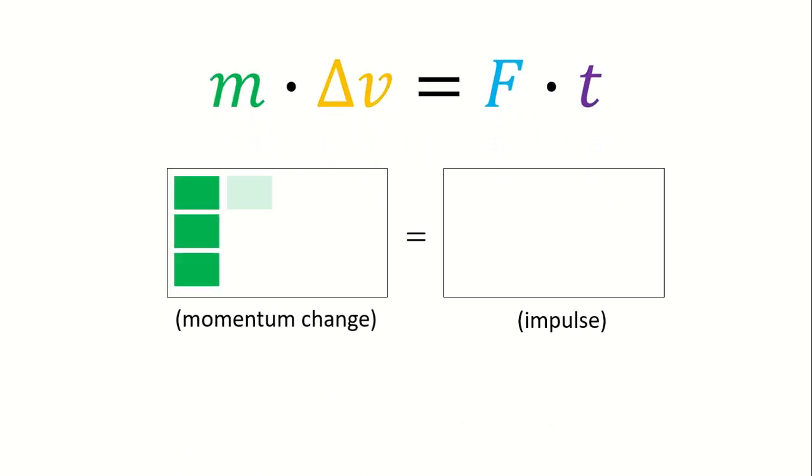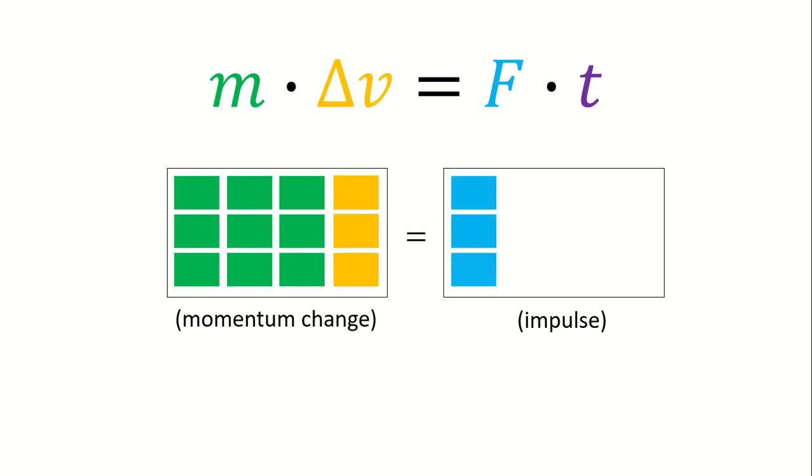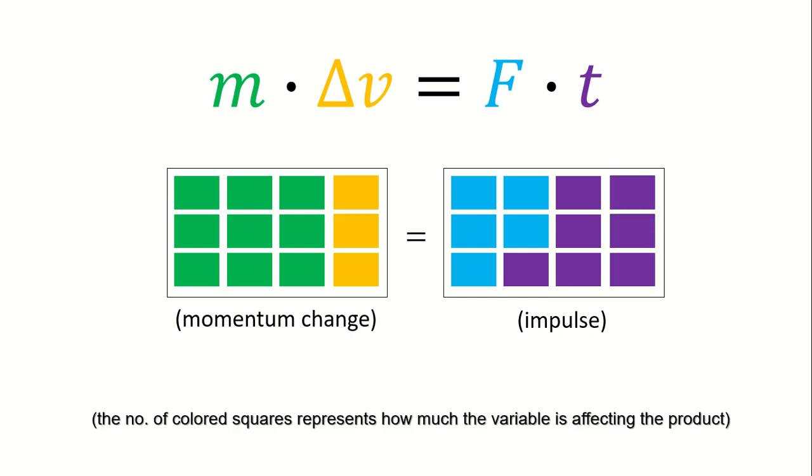Let's use a visual diagram to make the relationship between the four variables even more apparent. Here we have two rectangles of equal size, one representing the momentum change and the other the impulse. Momentum change depends on two variables, mass and change in velocity, which we will represent as the green and yellow boxes inside the momentum rectangle. More green boxes mean that mass contributes more to the momentum of the object rather than velocity. Meanwhile, the other equally sized rectangle represents impulse. Inside are blue and purple boxes to represent how force and time contribute to its value respectively.